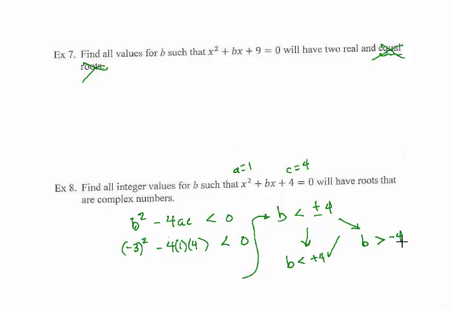So for B greater than negative 4, we would have negative 3 squared, which is a positive 9, and again we would subtract 16 from it, and so we'd end up with a negative 7 again, which is less than 0, so this would lead to complex solutions.